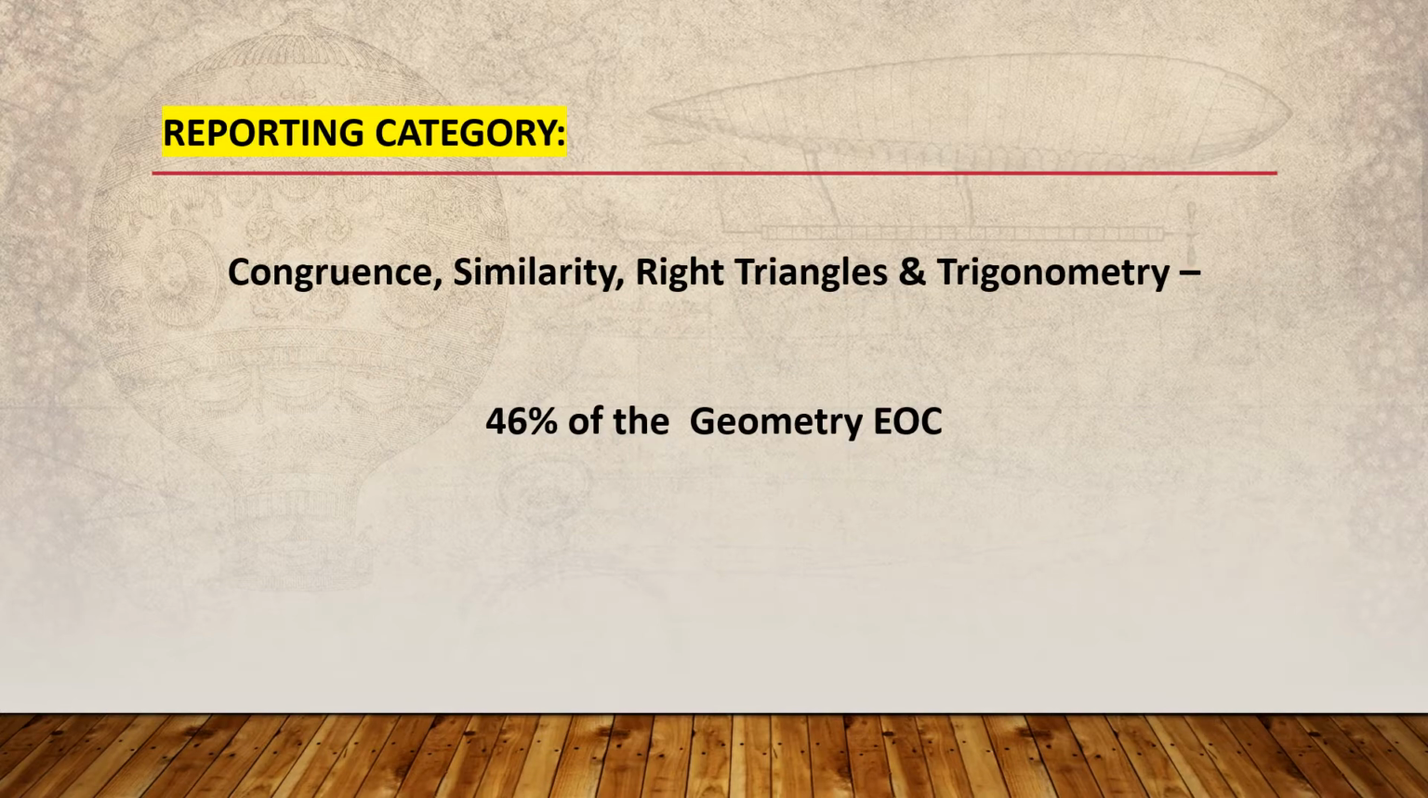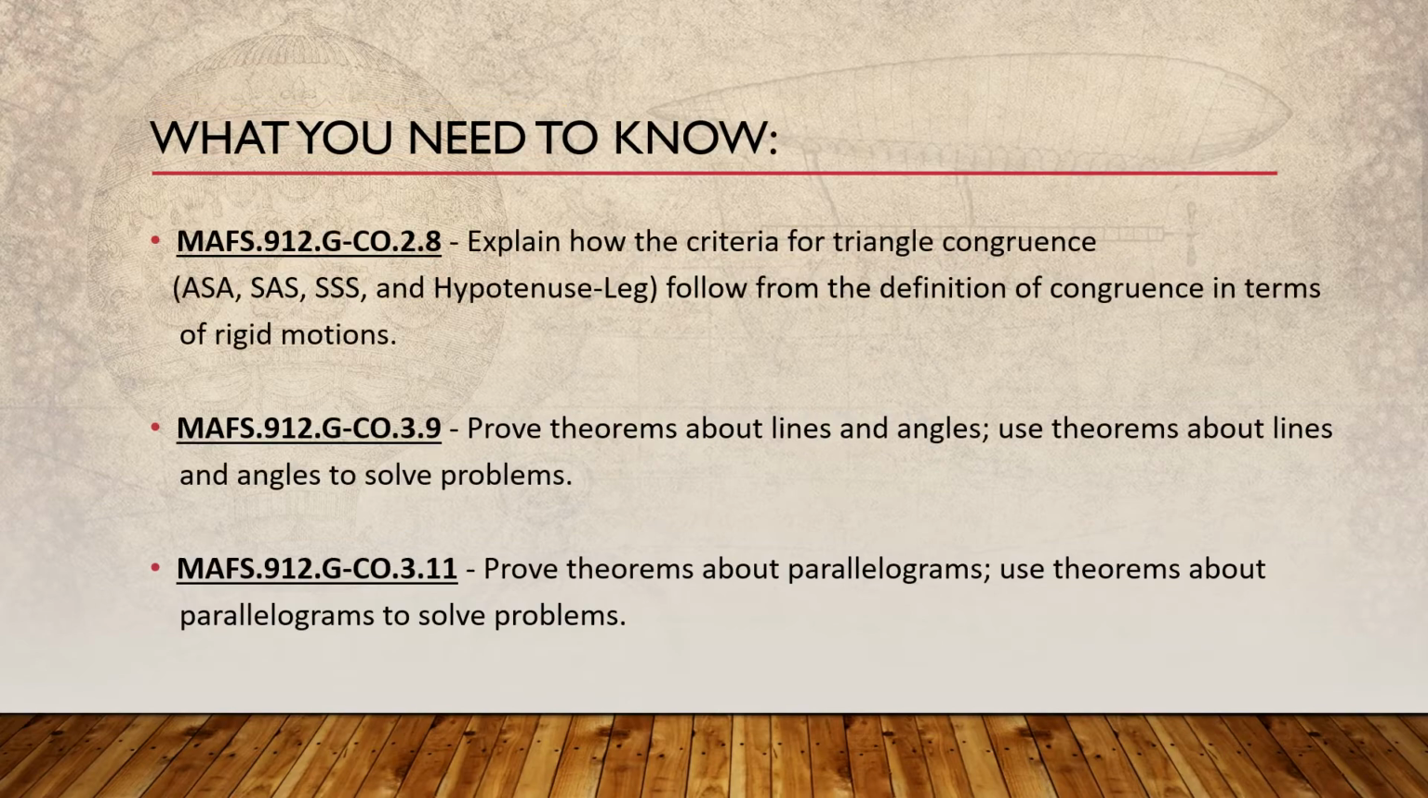So we are still in the first reporting category of congruence, similarity, right triangles, and trigonometry, which is 46% of your Geometry EOC. We will be going over 3 standards for this part of your review. The first standard is G.CO.28, which is the triangle congruency theorems: angle-side-angle, side-angle-side, side-side-side, and the hypotenuse-leg theorem.